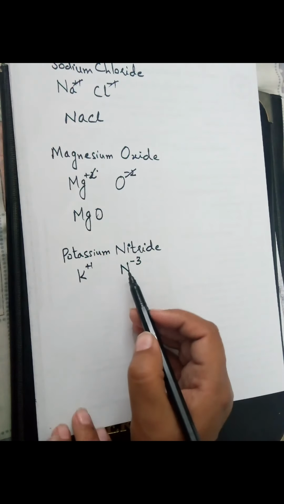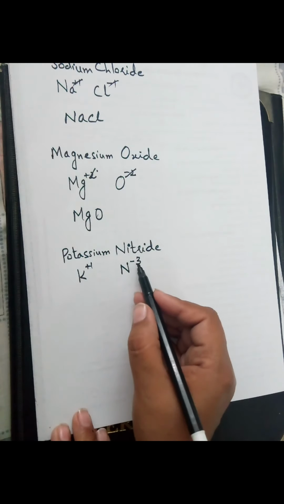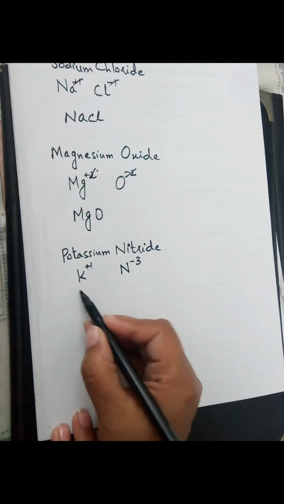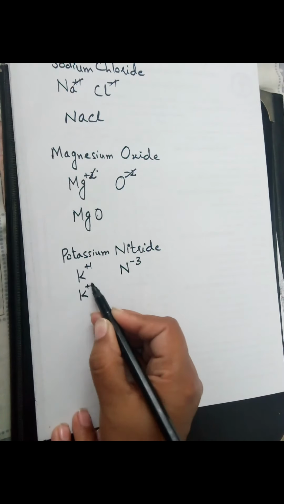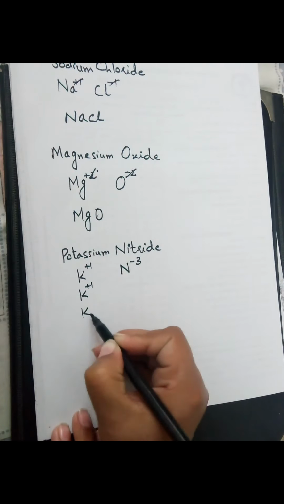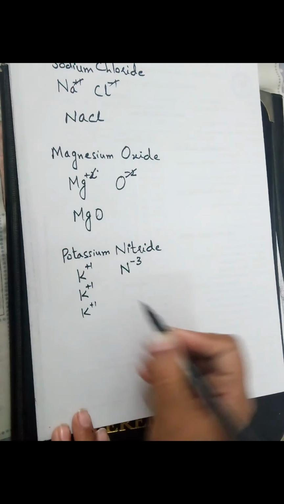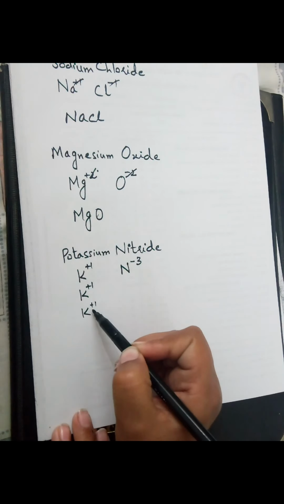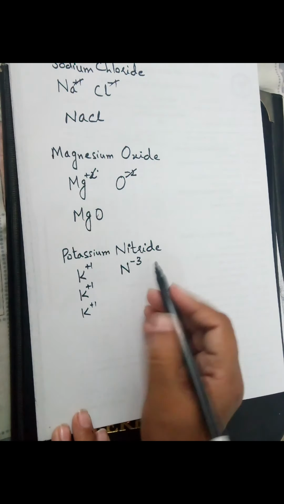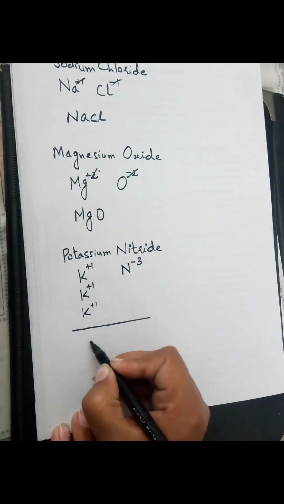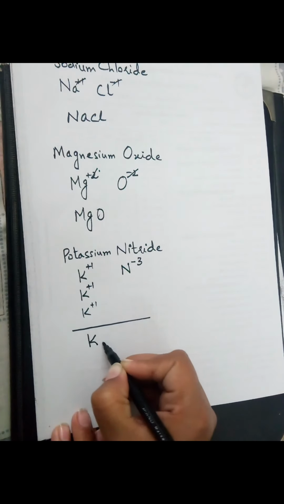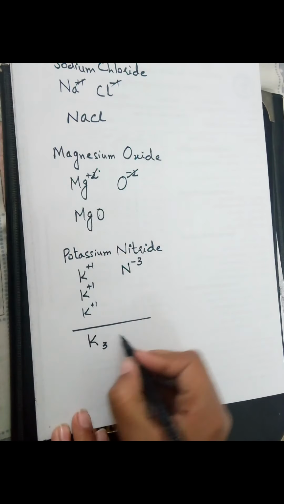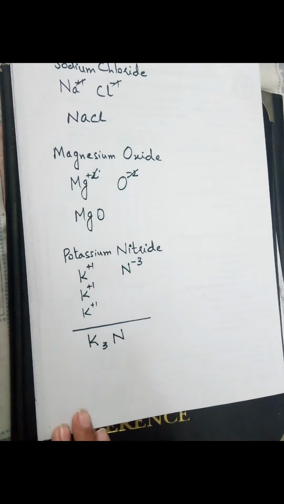Now balance the charges. There is -3 charge and positive 1 charge. I will add 2 more potassium ions. Now the charges are balanced. Positive 1, positive 1, positive 1, positive 3 and -3. So what would be the formula? K3, 1, 2, 3 and potassium nitride. Okay.